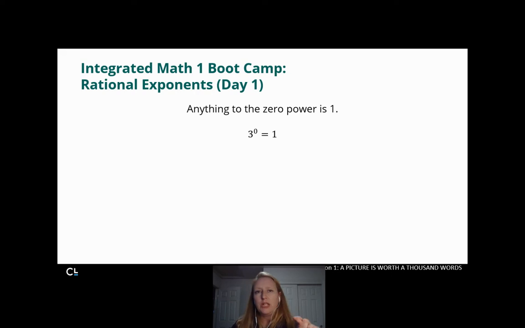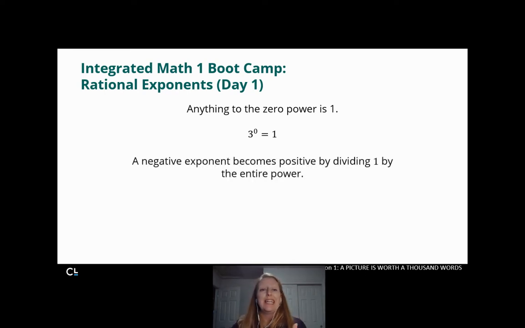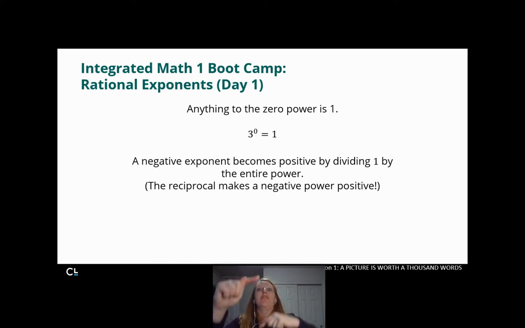Now, the other thing I want you to keep in mind, it's a small but important detail, and that is negative exponents. I'm sure you've seen them before, but just remember that a negative exponent becomes positive by dividing 1 by the entire power. I often like to think of it as the reciprocal of the base makes your negative power positive. So if you have a negative exponent, you can flip your base, do the reciprocal of your base, and that will give you a positive exponent.